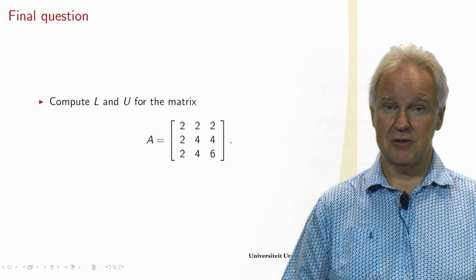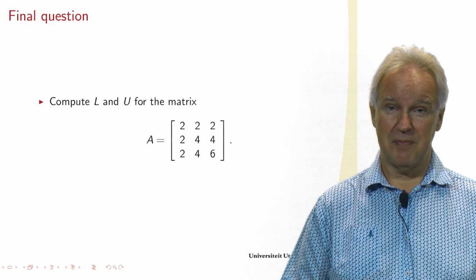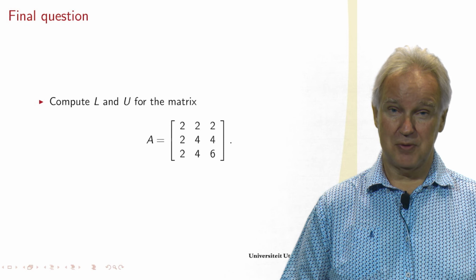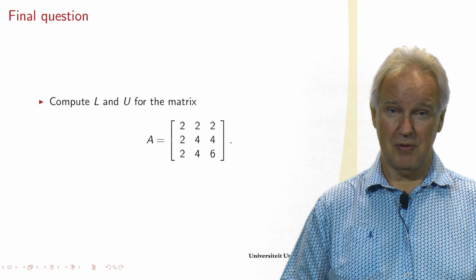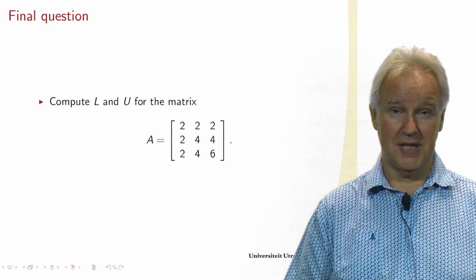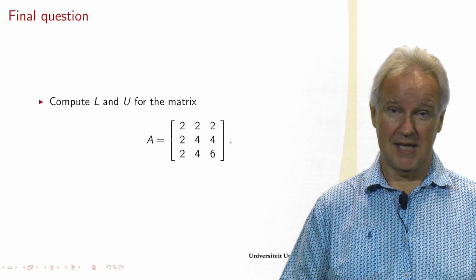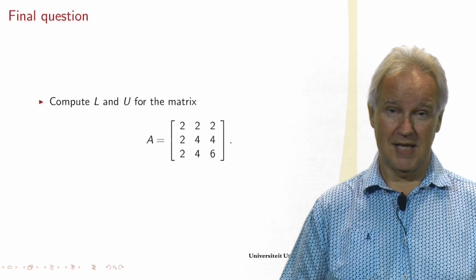A final question to you. Now that we have an algorithm, try to compute the L and the U for the matrix A, which consists of 2, 2, 2 in the first row, 2, 4, 4 in the second row, and 2, 4, 6 in the last row.